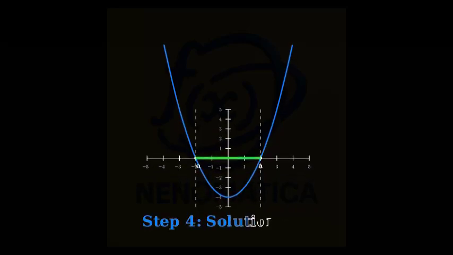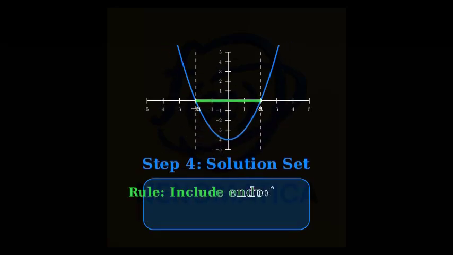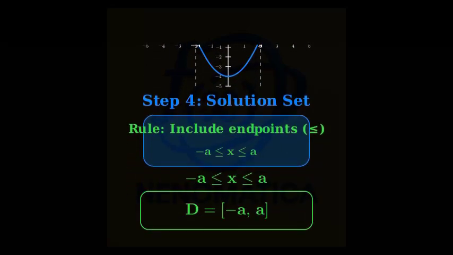Step 4. Determine the solution set. We want where x squared minus a squared is less than or equal to 0. Include the interval between the roots, and include the endpoints because of the equal sign. Therefore, negative a is less than or equal to x, which is less than or equal to a. The solution set is the closed interval from negative a to a.